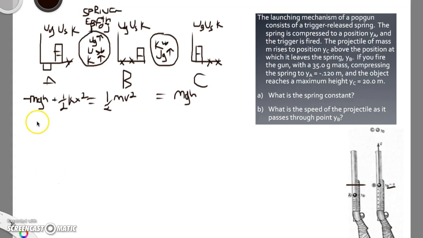Okay, so I've now written out our equation. At the beginning we have negative potential energy and elastic potential energy. In the middle here we have kinetic energy, and then at the end we have gravitational potential energy. And I just want to point out, we do know what that height is. We do know what this height is. We don't know what K is.